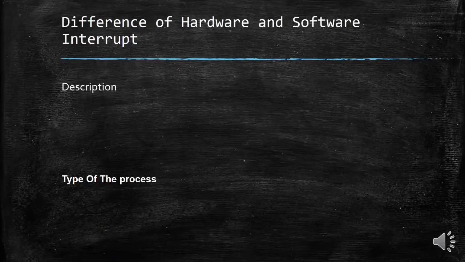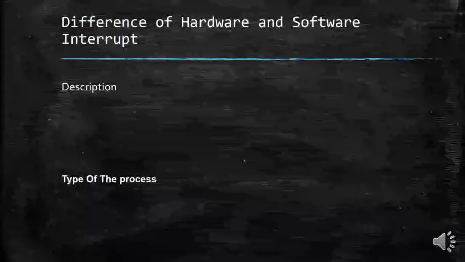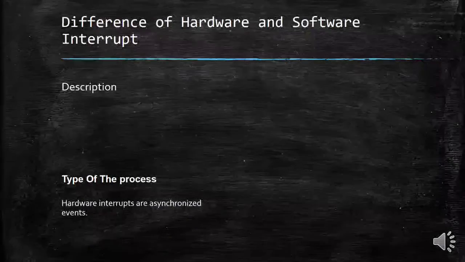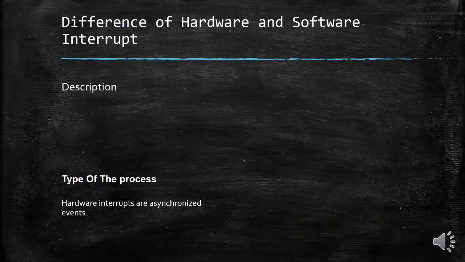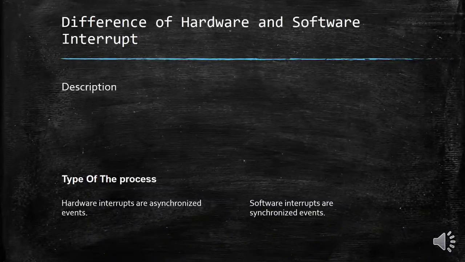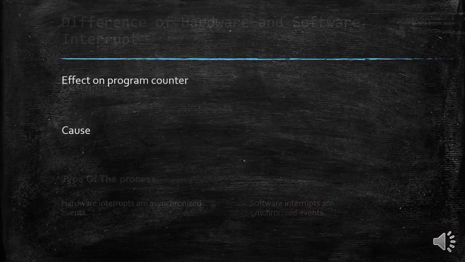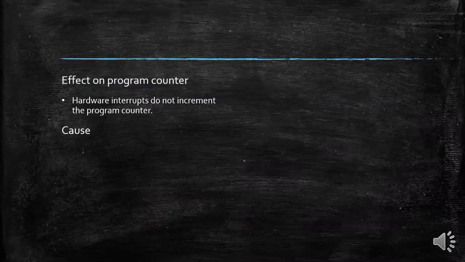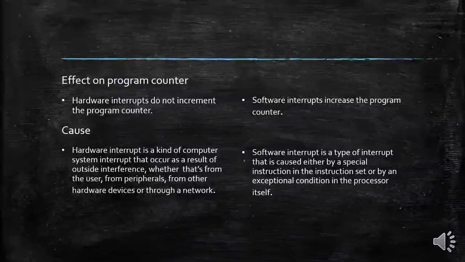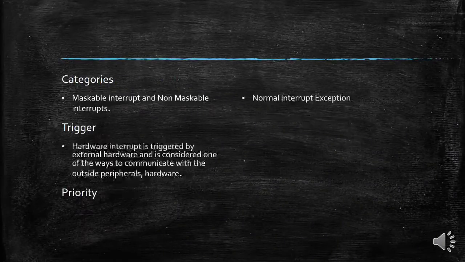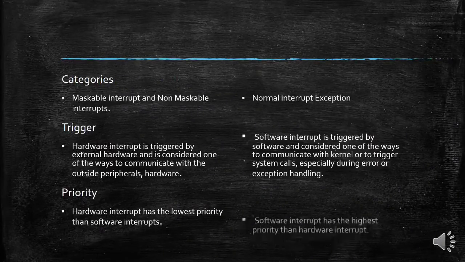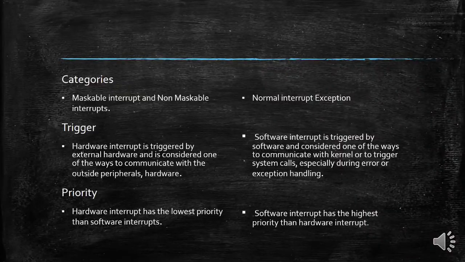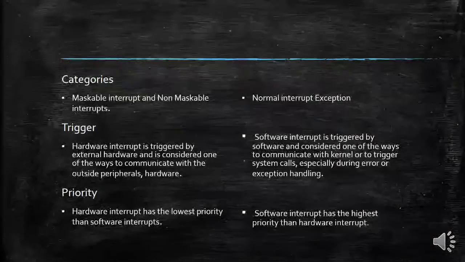Here, myself Dravya. As my friend explained what hardware and software interrupts are, and also some types of process and how they affect the program counter, then the cause, trigger of both, and also the priority, we have come to know some basic concepts about hardware and software interrupts. Then what do we need to know about hardware and software interrupts? Let us know it briefly.